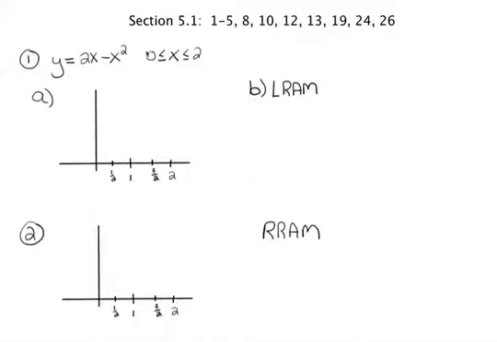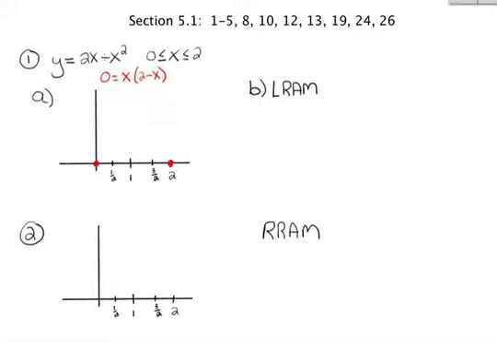And so the easiest way to do that for me would be to find the zeros, and then factor to find the zeros. So I pull out an x, leaving me with 2 minus x. And so it's pretty easy to see that the zeros are at 0 and at 2.